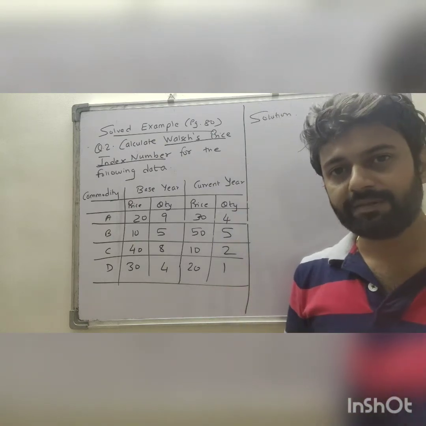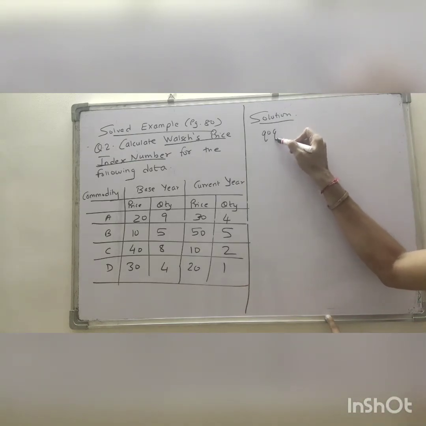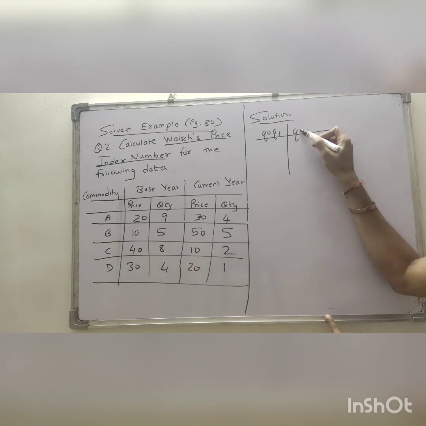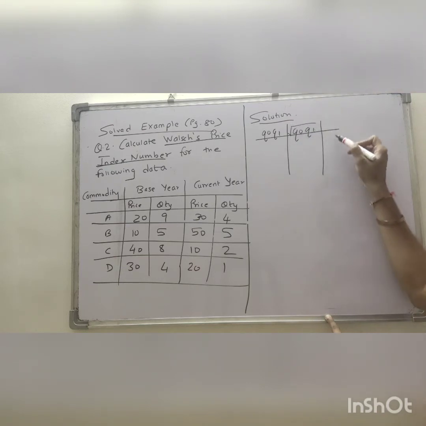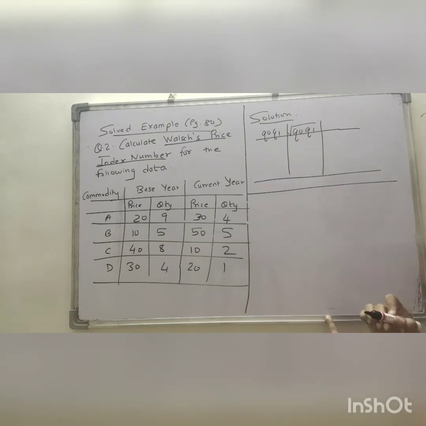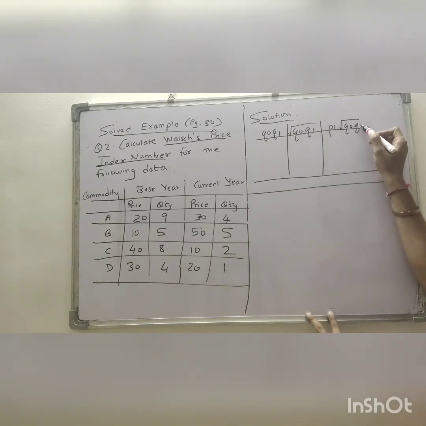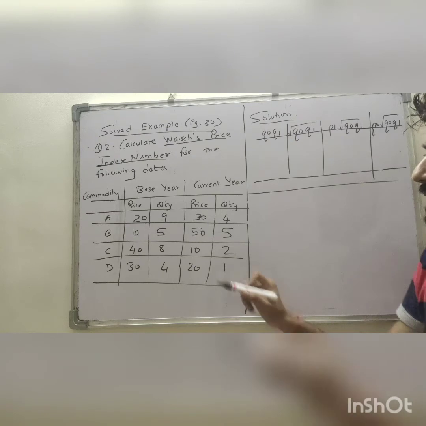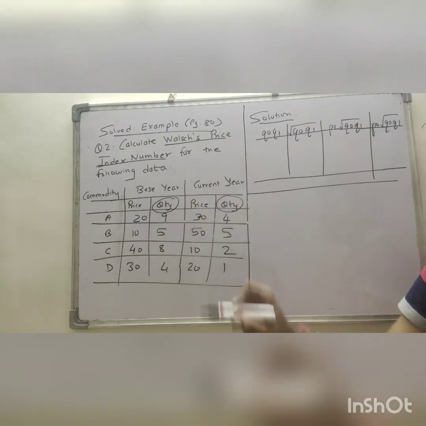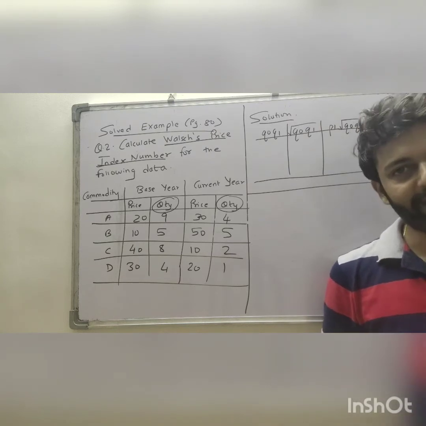To find this price index number, we have to make 4 columns: Q0, Q1, root of Q0 Q1, and remember, 2 more columns: P1 into root of Q0 Q1, and P0 into root of Q0 Q1. Well, this is Q0, this is Q1. Q0 means quantity of the base year, Q1 means quantity of the current year.